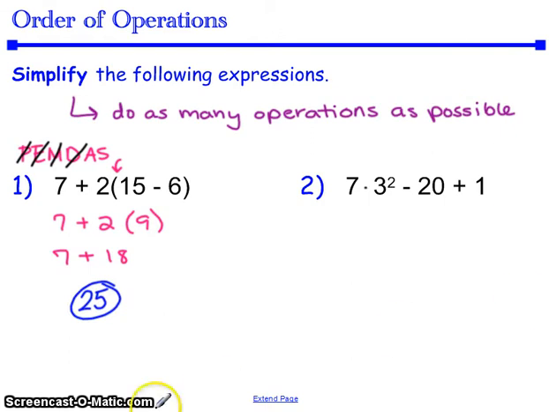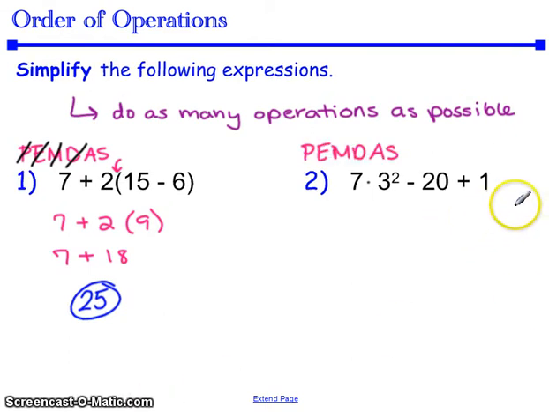Now I'm going to move to number 2. In number 2, I look for parentheses, and I don't find any, so I don't have to worry about that. So then I look for exponents, and I see that I have a 3 to the second power. So that's what I have to do first. So 3 to the second power, 3 squared, means 3 times 3, so that's 9. And then I'm going to rewrite the rest of the problem. 7 times 9 minus 20 plus 1.